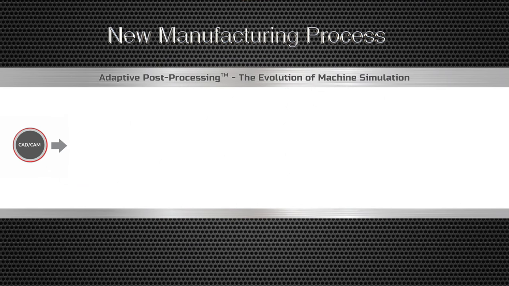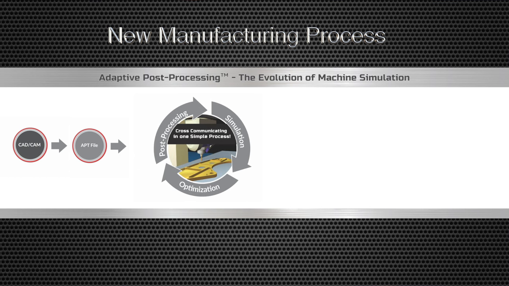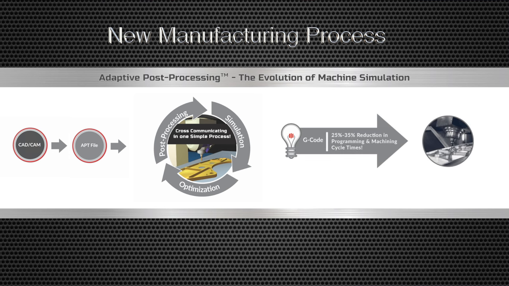With adaptive post-processing, these iterative steps are eliminated, reducing NC programming time by 25 to 35%. All the programmer has to do is create a part program in the CAM system. ICAM's adaptive post-processing solution post-processes the APT file, simulates the G-code, and optimizes the program in one simple process and in one single step.